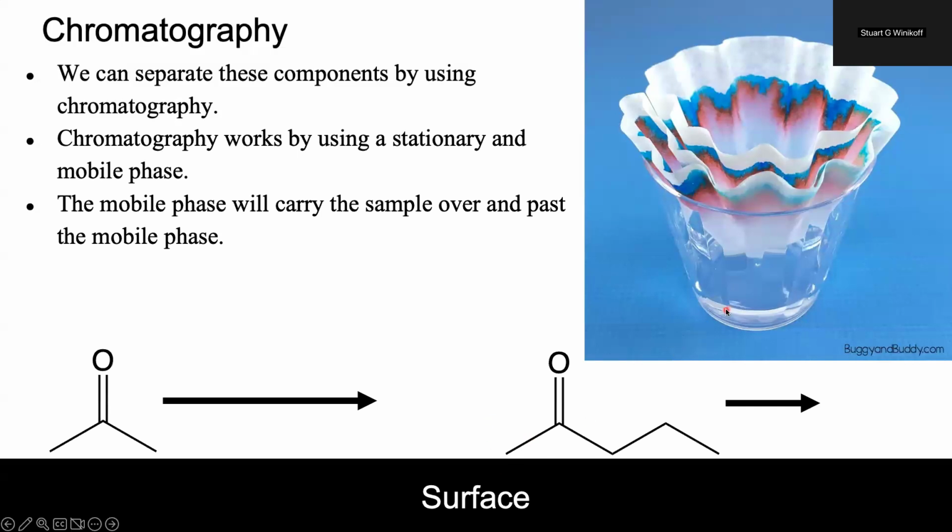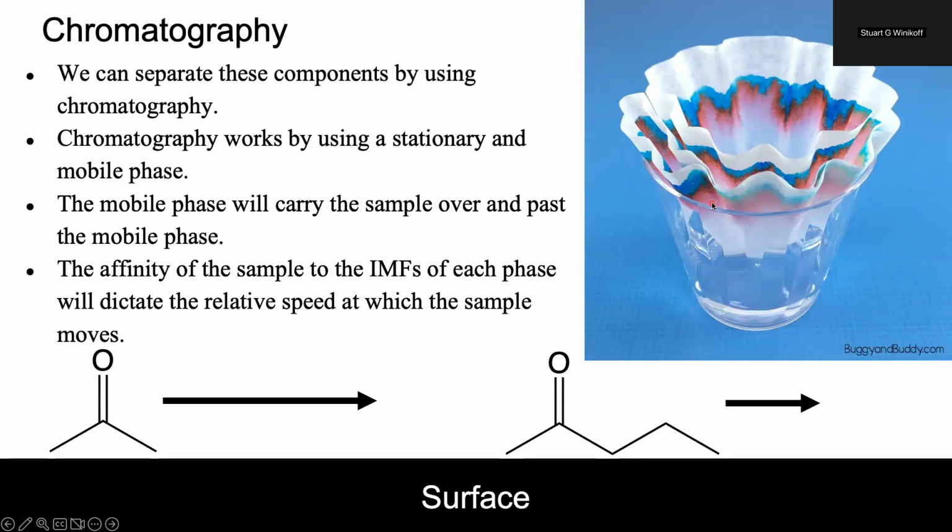So as you can see here with the coffee cup chromatography, the mobile phase is ethanol or water, and the stationary phase is the cellulose filter. And really what's going to separate each of these components, so the colors in coffee, or these two different organic components, is going to be based on the relative speed at which the sample moves. And this is going to mostly be dictated by the intermolecular forces.